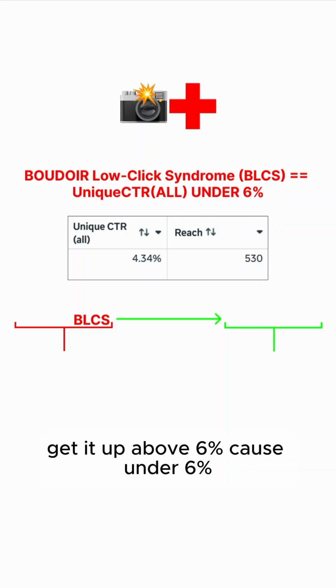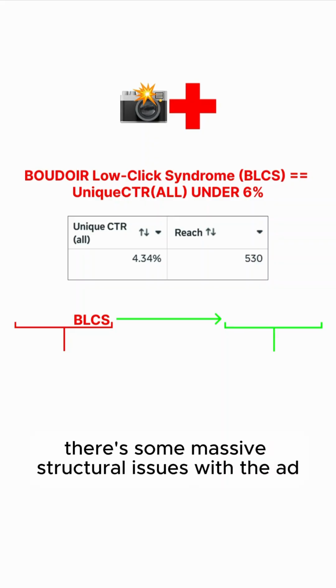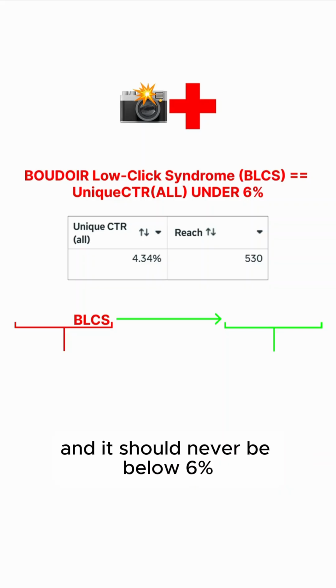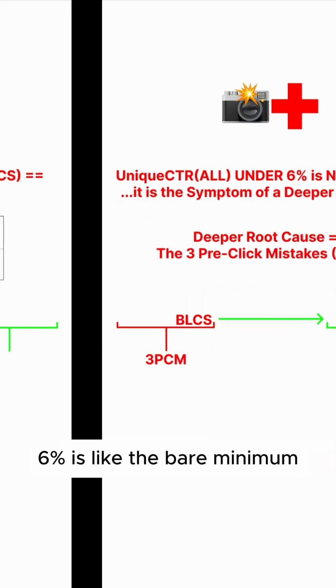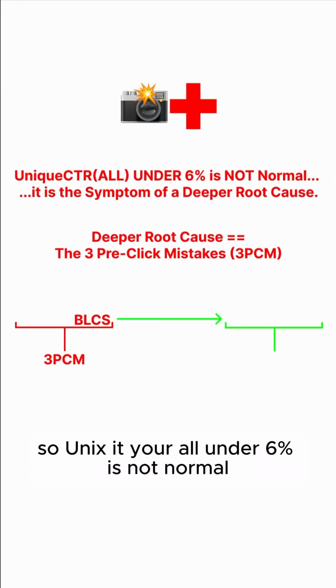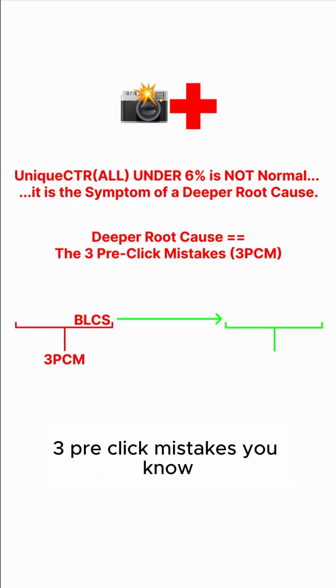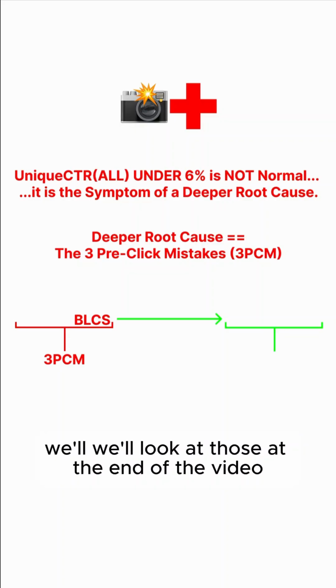Obviously, get it up above 6%, because under 6%, there's some massive structural issues with the ad. It should never be below 6%. 6% is like the bare minimum. So unique CTR all under 6% is not normal, it is the symptom of a deeper root cause. And the deeper root cause is the three pre-click mistakes. We'll look at those at the end of the video.